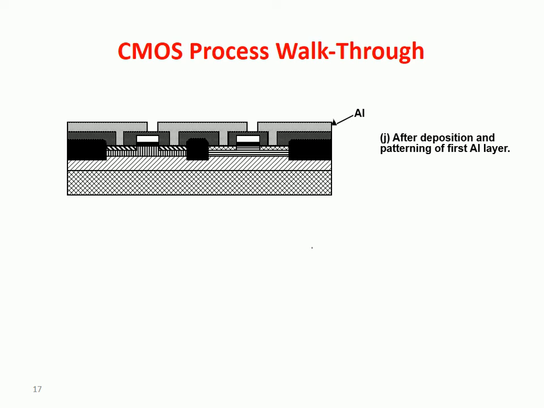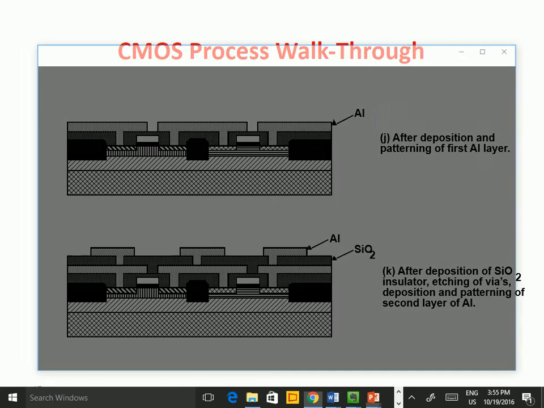And then for each layer we need to pattern the layer, and then we need to use a photolithographic step and some material that can act as a barrier. Typically it's the resist. Sometimes we can use materials that we already have in place, depending on the type of process that we need to do. Okay, this is a second layer of metal.